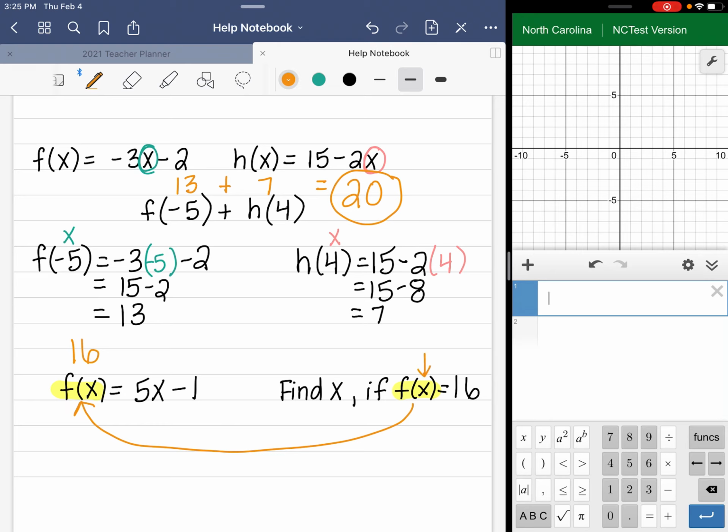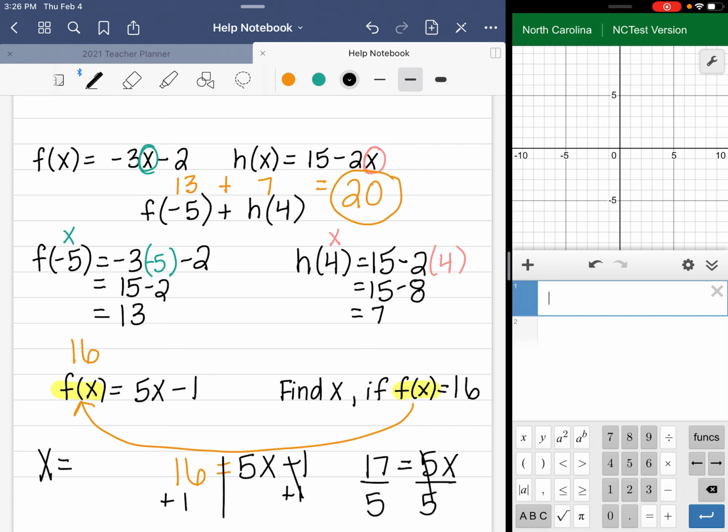They didn't put 16 right here where x is. They said f of x. They said the whole function equals 16. So we're going to say that my whole function, f of x, is equal to 16. Then I have 5x minus 1. Now at that point, I can solve this equation. So I'm going to add 1. That's going to give me 17. And then divide by 5. So my x in this problem is equal to 17 over 5.